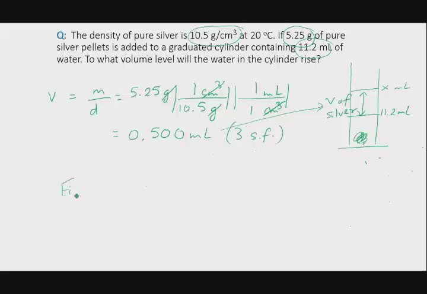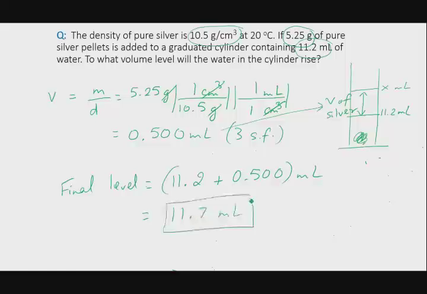So the final level of water in this case will be starting from 11.2 mL plus 0.500 will give us the final level. If you add those together, we get 11.7 mL as the final answer. And please understand, we are rounding again to 1 decimal place because of this being in 1 decimal place.